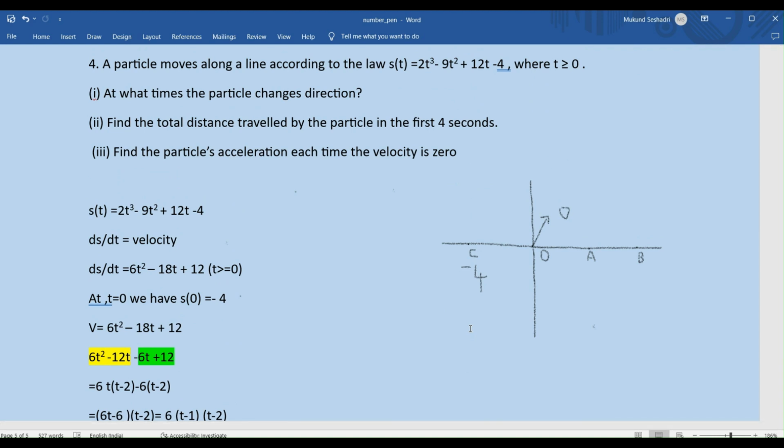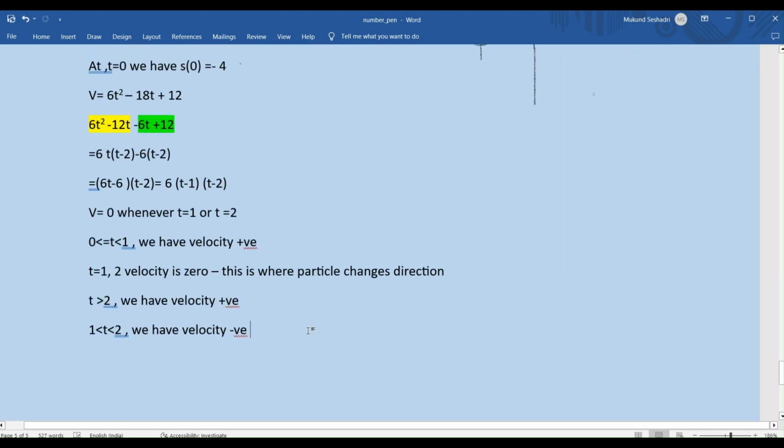Now let's come to the second question, and I would like to take this up after we answer the third question, because the second question needs a bit of additional discussion as we go through this problem. Find the particle's acceleration each time the velocity is zero, right? Now we see that the velocity is still dependent on time, which means what is acceleration? Acceleration is nothing but the change of velocity with respect to time, right?